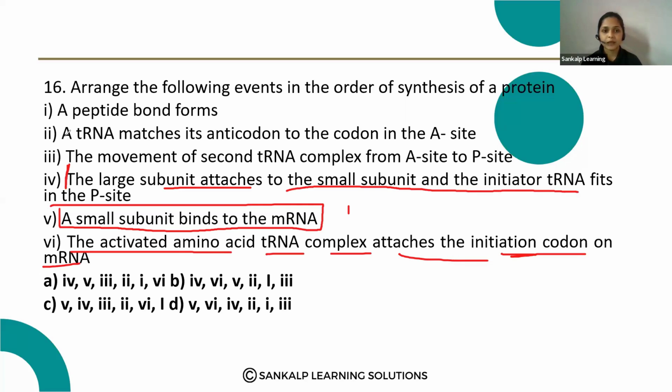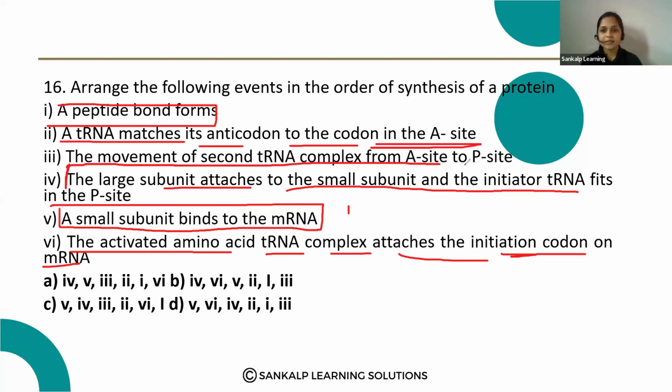Then a tRNA matches its anticodon to the codon in the A site. Then a peptide bond forms between them. Last step is this one. The movement of second tRNA complex from A site to the P site. So next they will move from the A site to the P site. This is the translation process stepwise.